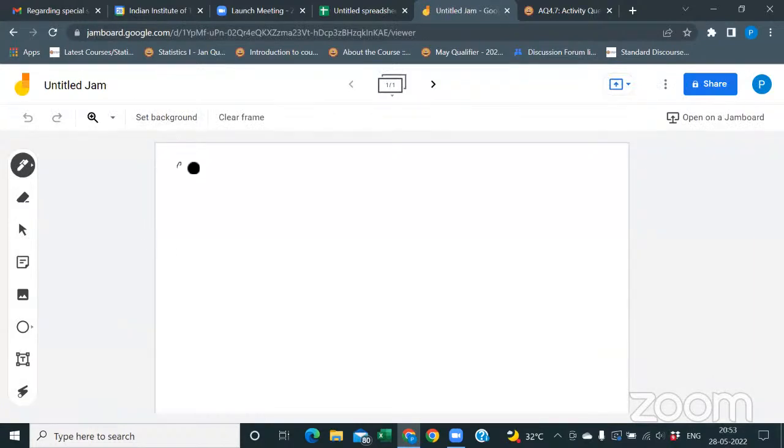See, covariance shows the strength of association between two variables. It is 1 by n summation of (xi minus x bar) into (yi minus y bar).